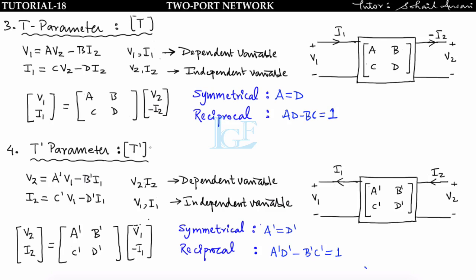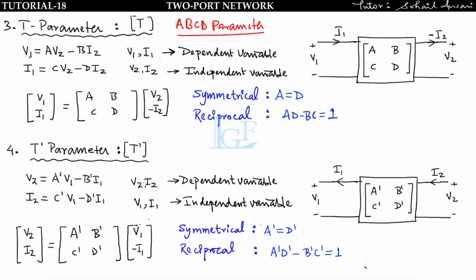Now let us consider the T parameters. T parameters are also known as ABCD parameters, and these parameters are used while modeling the transmission line. In T parameters, the dependent variables are V1 and I1, and the independent variables are V2 and I2.